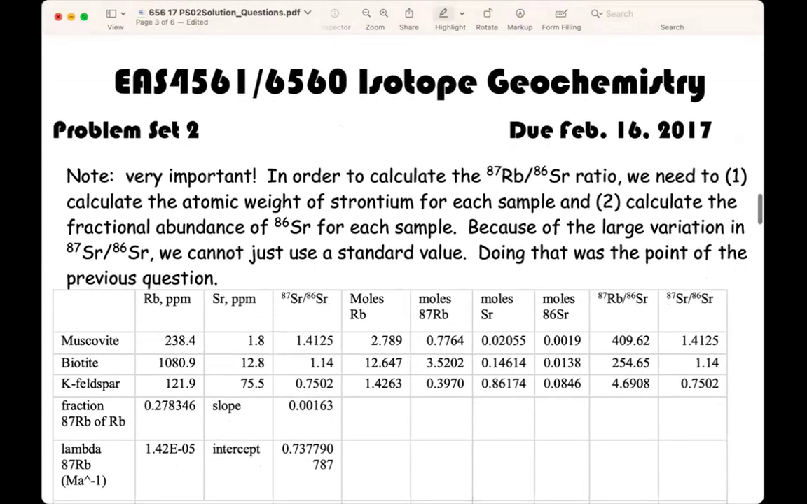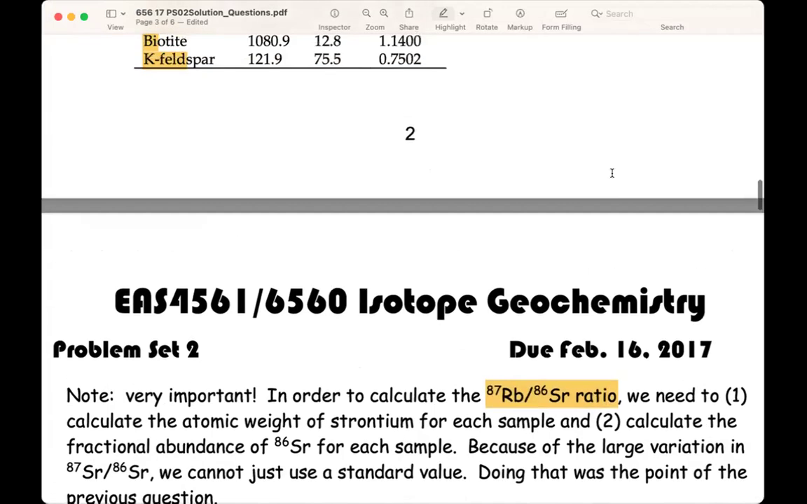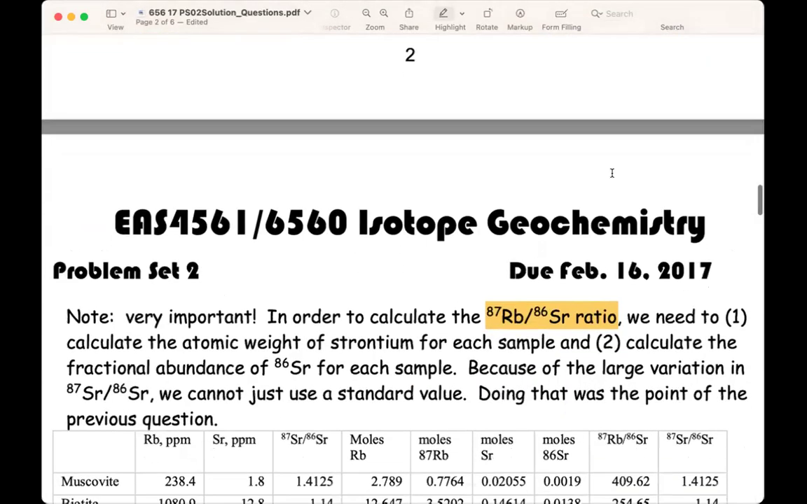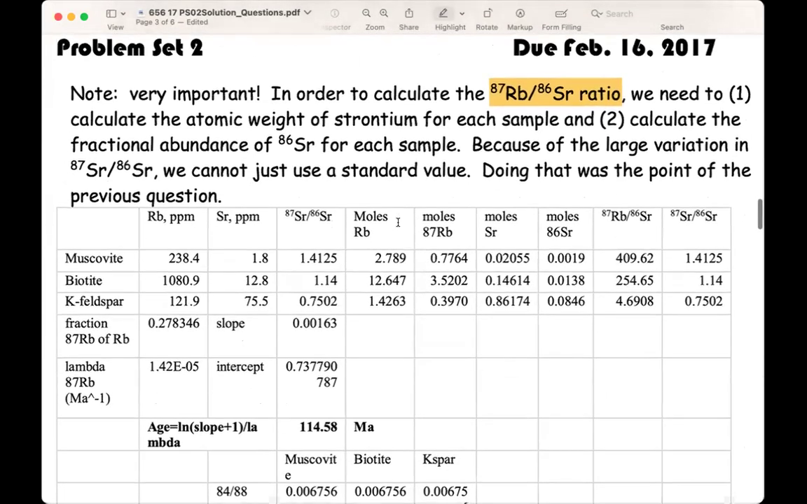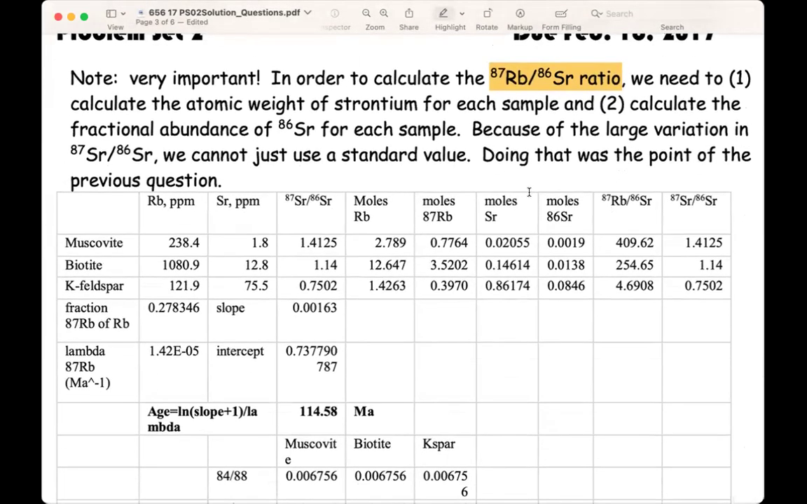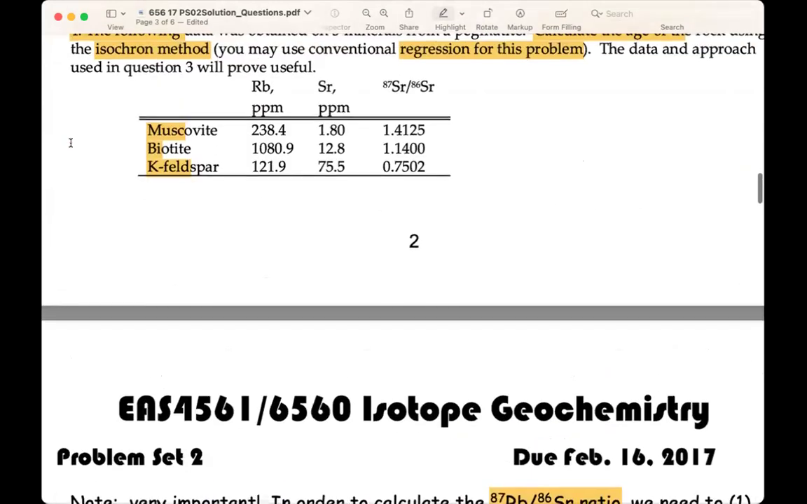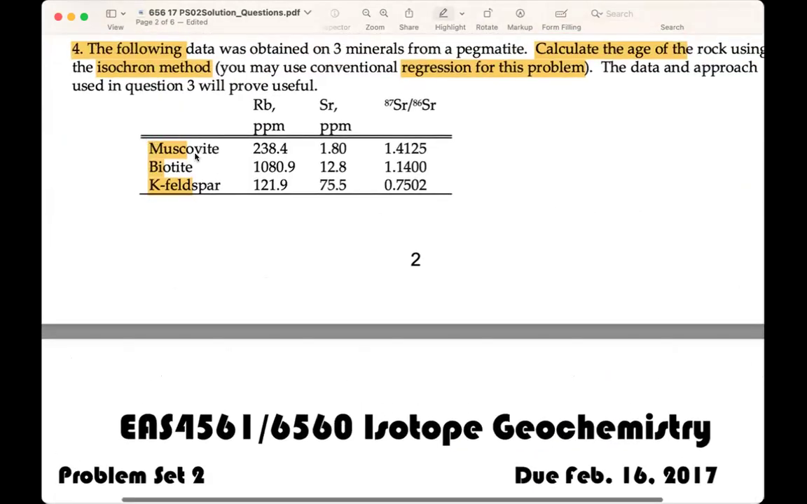You see here, in order to calculate the rubidium strontium ratio, that is the parent daughter ratio, it's not given there. That's what we just mentioned. So we need to calculate the atomic weight of strontium for each, then the fractional abundance of 86 for each sample, right? Sometimes people might use standard values, but it might not be possible here because these are mica. Two minerals are mica, the other one is a silicate, K feldspar. Mica contains a lot of rubidium and strontium compared to K feldspar, and also their behavior is different.